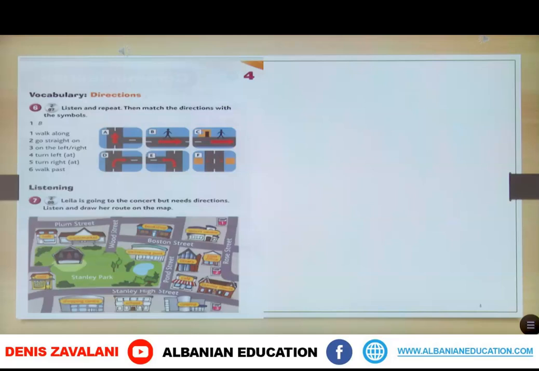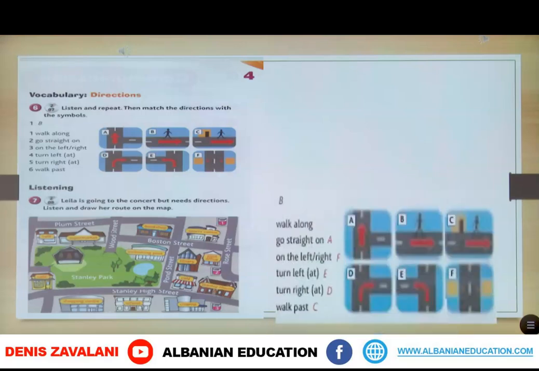Okay, and now try to match the phrases, the directions, with the symbols that you can see in the picture. So picture A tells us to go... Okay, take some time to try to figure them out. Okay, let's see.